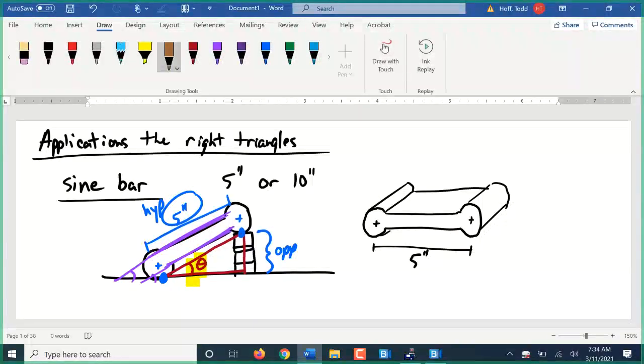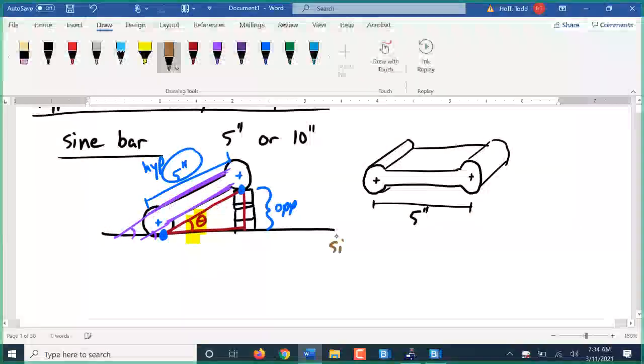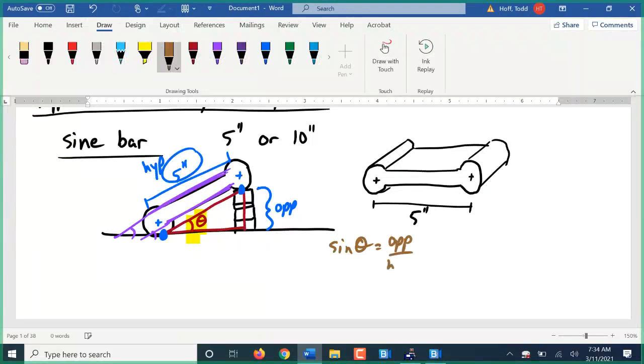And of course, the trig function that works with opposite side and hypotenuse is the sine. That's why it's called a sine bar. It creates the sides of a right triangle that are involved in the sine of an angle. So let's say that we have a gauge block buildup here that is precisely 2.132 inches. What is the angle created here?